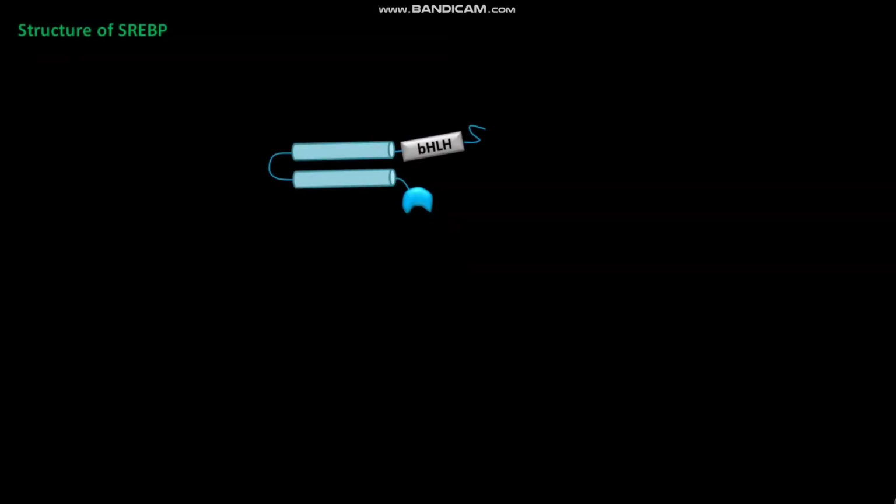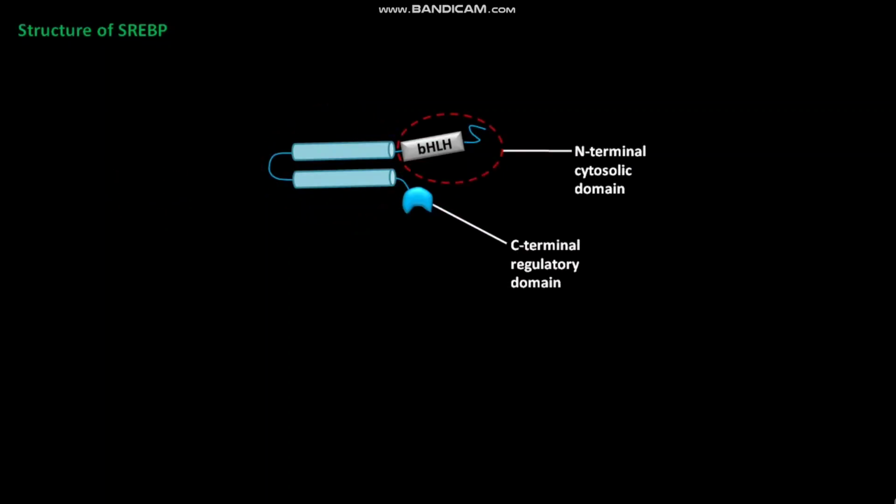Now we will discuss the structure of SREBP. SREBP has three different domains. They are a central membrane anchoring domain, an N-terminal cytosolic domain, and a C-terminal cytosolic regulatory domain. The N-terminal cytosolic domain contains a BHLH DNA binding motif. The central membrane anchoring domain contains two transmembrane alpha helices.